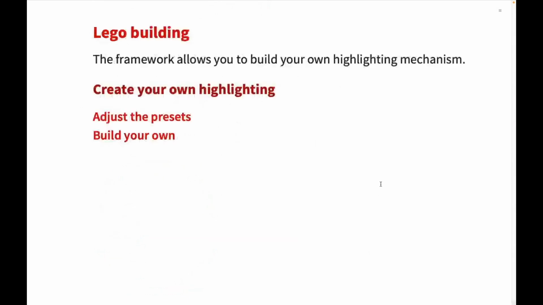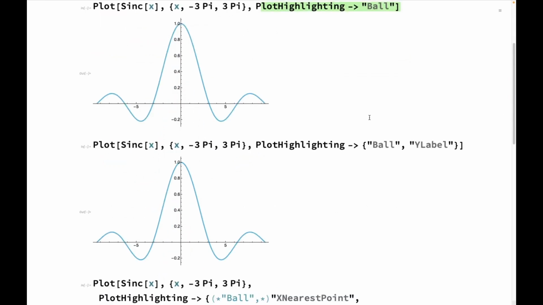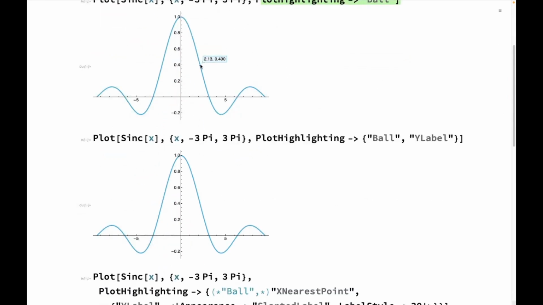Okay. So now you know the components and the presets. Now we can try to customize the highlighting behavior. So the first thing we can do is adjust the presets. So this is the default highlighting behavior, ball. What if instead of X, Y labels, I only want the Y label? So you can just add Y label after the ball, and then you can have just Y label and an indicated point. So that's how you modify a preset.